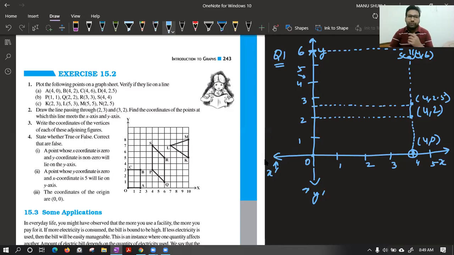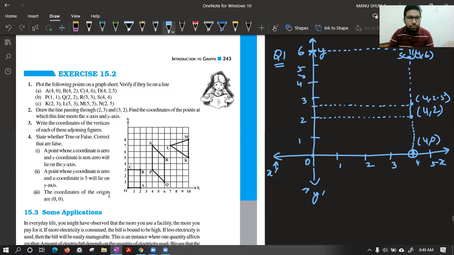So Saurabh, can we say these four are lying on a straight line? Saurabh, can we say these four are forming a straight line? Saurabh and others, please tell. Okay, we can say they are forming a straight line. Similarly, you can try the remaining parts, and if they are forming a straight line, it is yes. If they are not, it is a no.